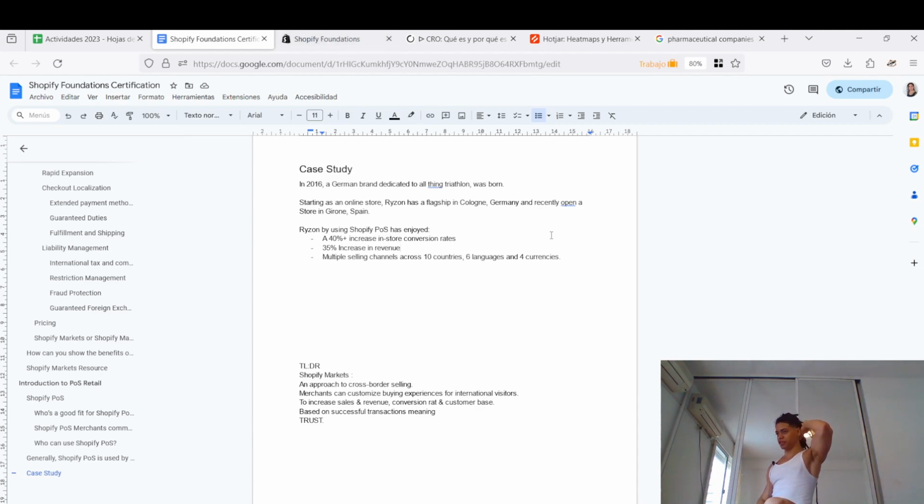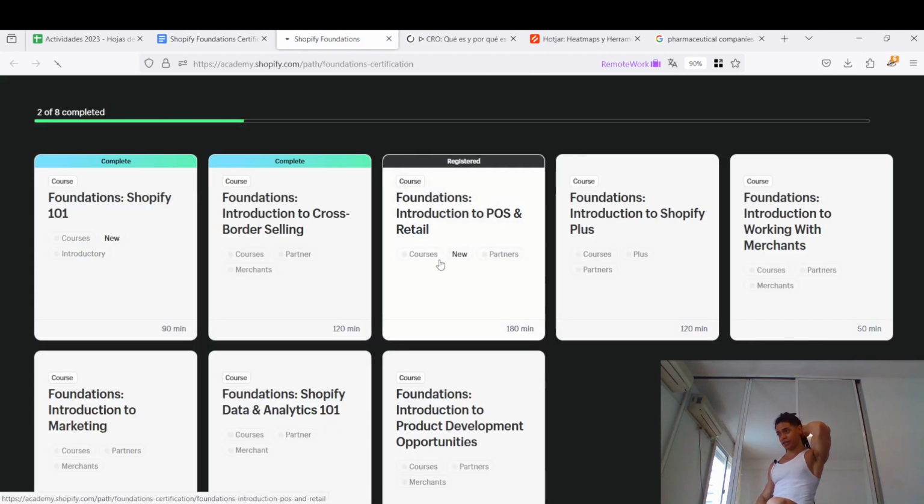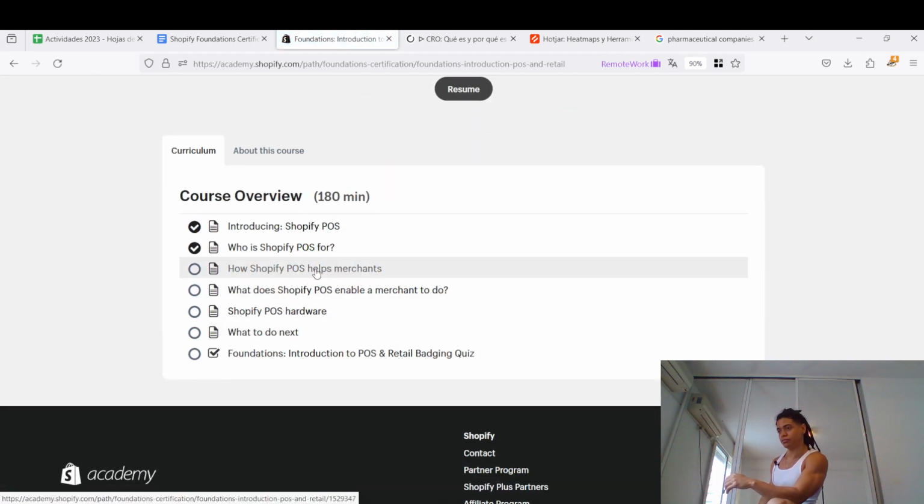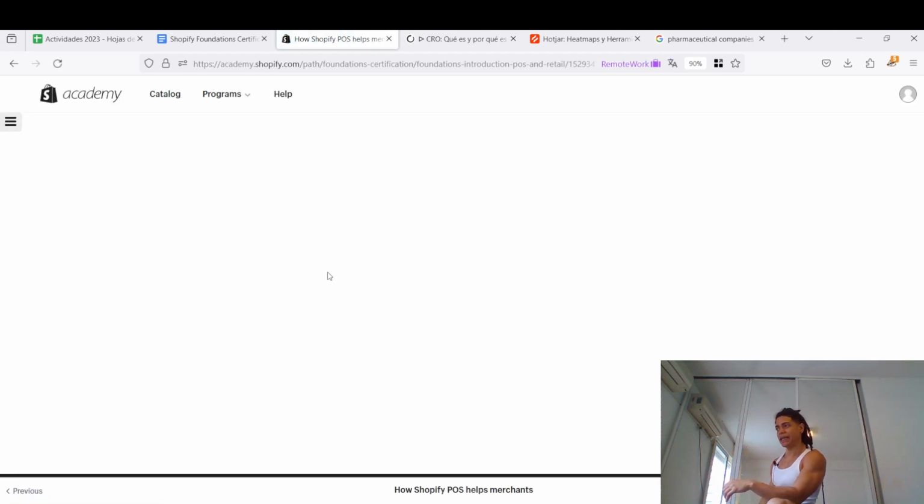Okay, interesting. So with this case study from this brand, for example, of the POS, now let's take a look at the next one here, which is how Shopify POS helps merchants.